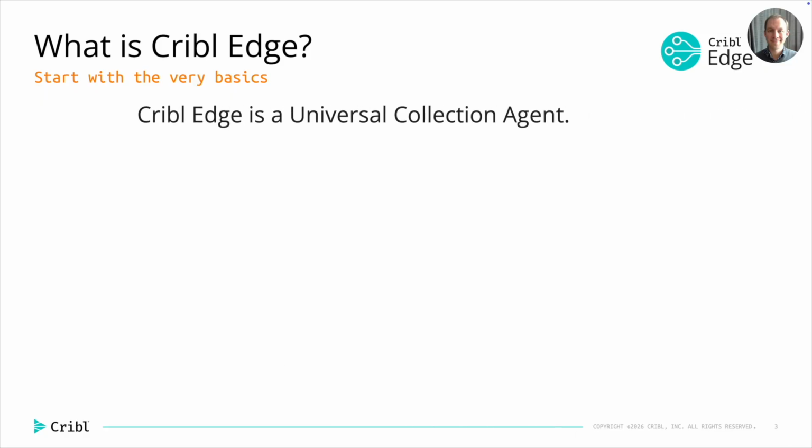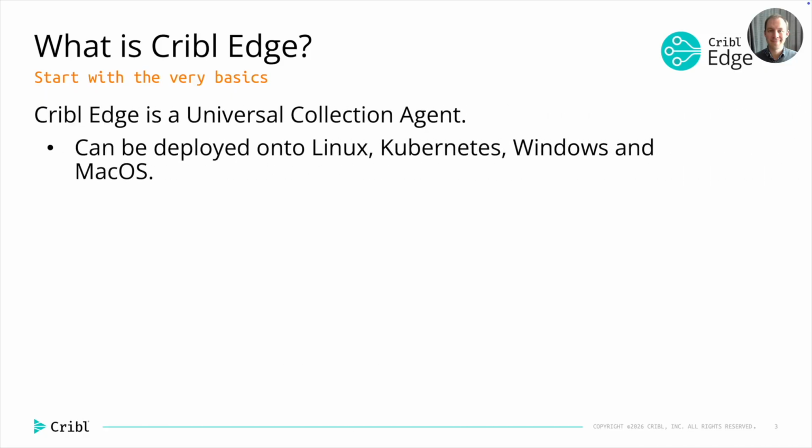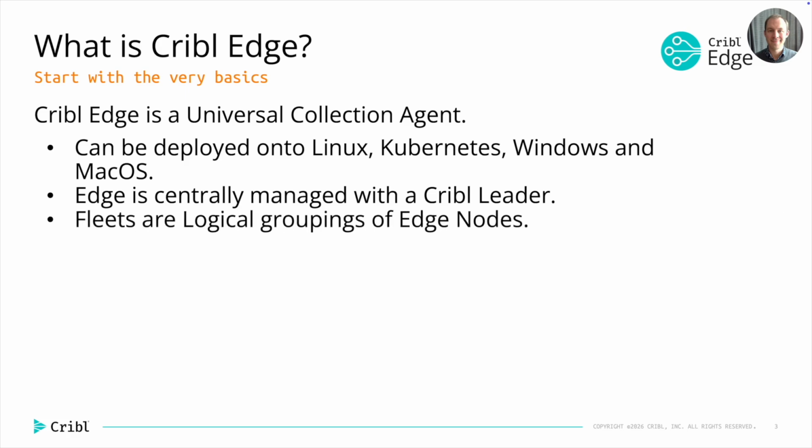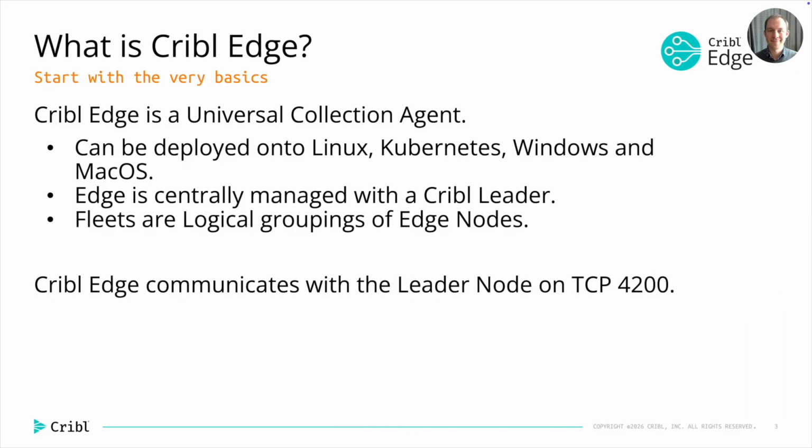Cribl Edge is a universal collection agent. You can deploy Cribl Edge onto Linux, into Kubernetes, on Windows, and also on macOS. Cribl Edge nodes are centrally managed from a Cribl leader, and they are arranged into logical groupings which are called fleets. Cribl Edge communicates with the leader node over TCP 4200. This is important to note that this is not an HTTP connection. So if you have proxies that are looking for this, they will not work with this specific type of traffic.